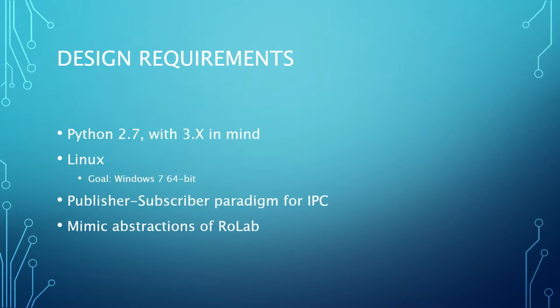Third, we must use the publisher-subscriber paradigm for interprocess communication. As you may recall, ROAB is also a multiprocess framework, and it uses the publisher-subscriber method to handle its IPC. Fourth, finally, and most obviously, we must mimic ROAB and its abstractions as much as possible.